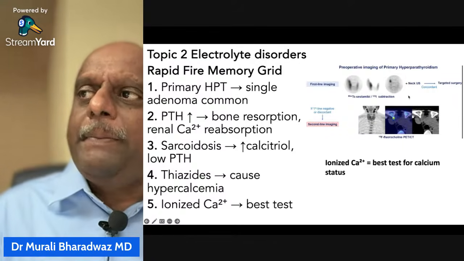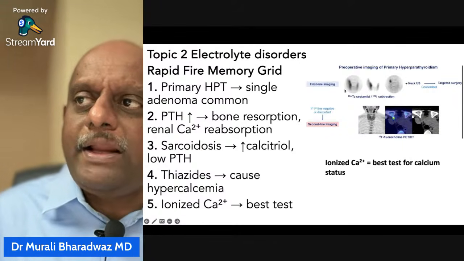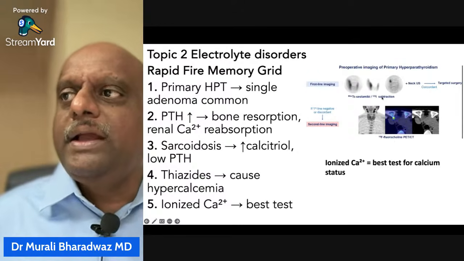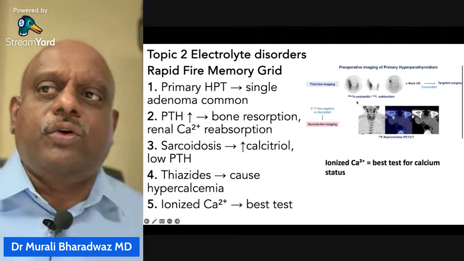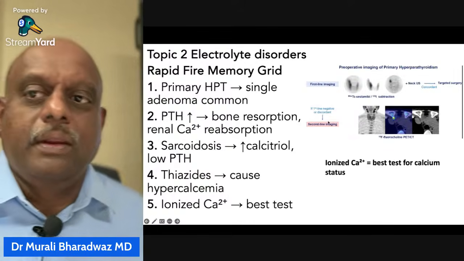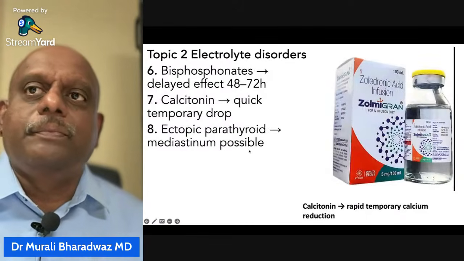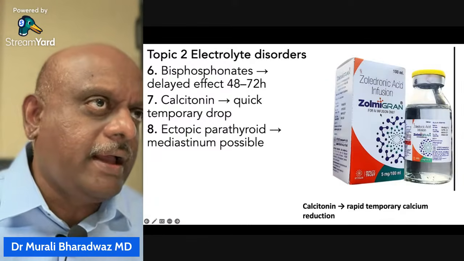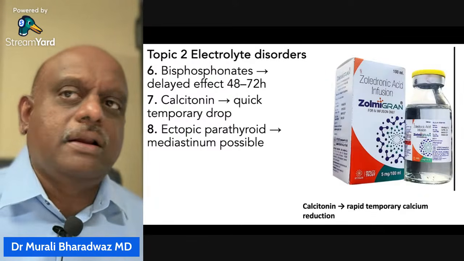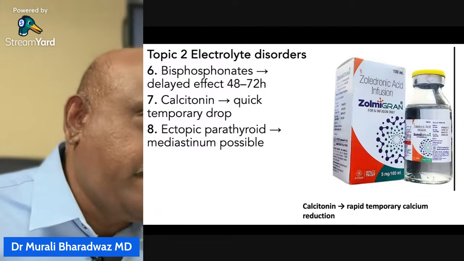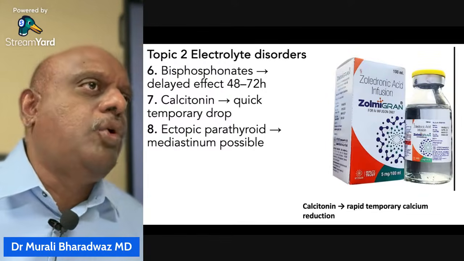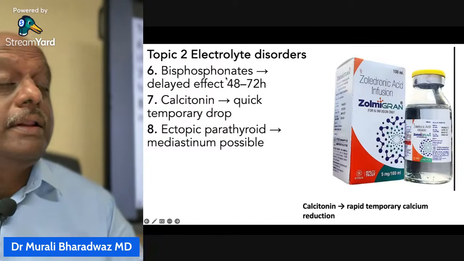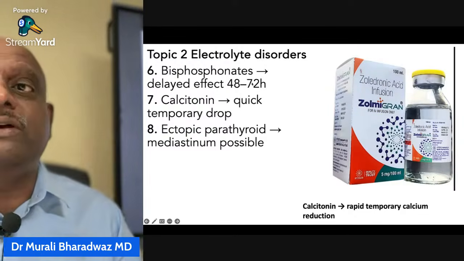whenever primary hyperparathyroidism is there, you want to detect the parathyroid adenoma, the best imaging modality will be doing a sestamibi scan, is what we need to remember. Right? Now, bisphosphonates, typically zoledronic acid, alendronate, all these are used to treat the hypercalcemia. I mean, the bone resorption, osteoporosis, and they won't have immediate effect. They take 48 to 72 hours.